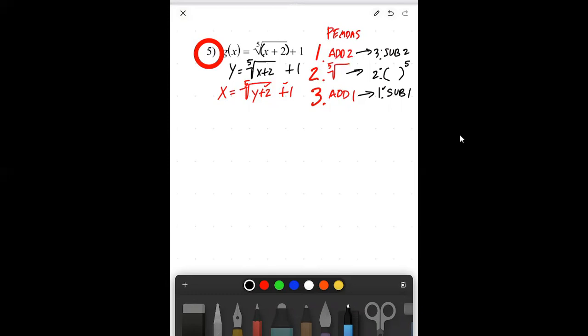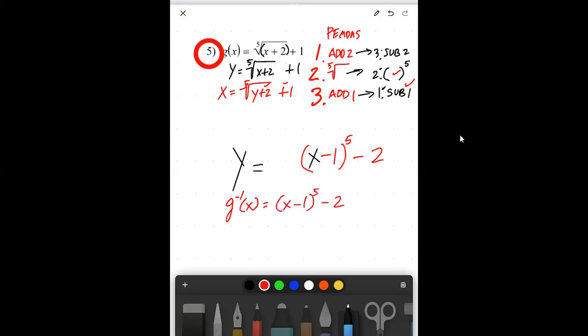Now, again, we know that when we get done, y should be by itself. And we're starting with x on one side. So we're just going to start doing these things to the x. So the very first thing we're going to do is subtract 1. Okay. And then we're going to raise that whole quantity to the fifth power. So we're going to do to the fifth power. And then we're just going to subtract 2 from that. And that is the inverse. We are finished. Well, we're almost finished. We just have to write the function notation. So I'm going to rewrite this minus 2. And that is our inverse function.